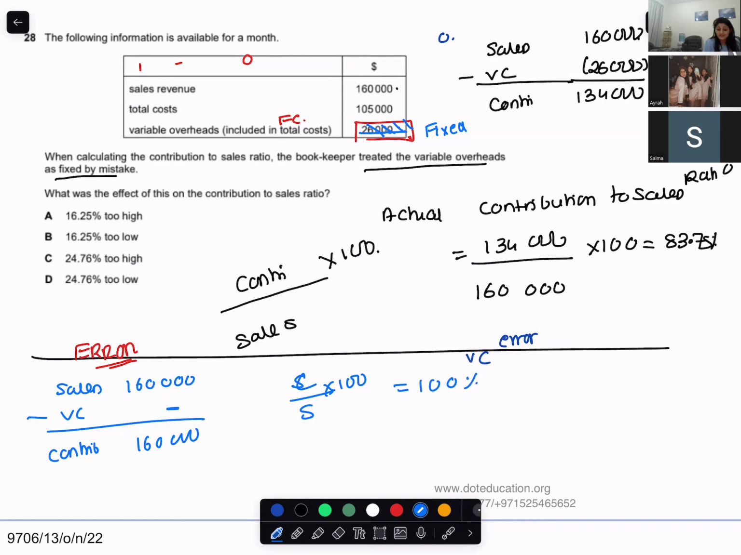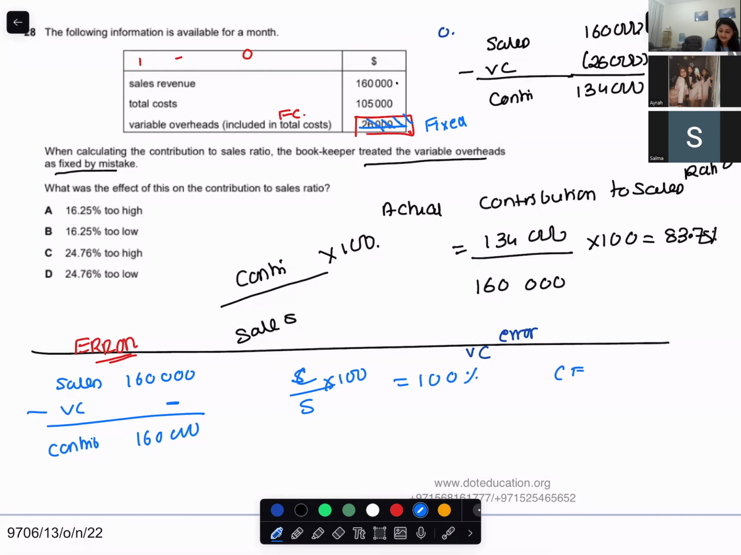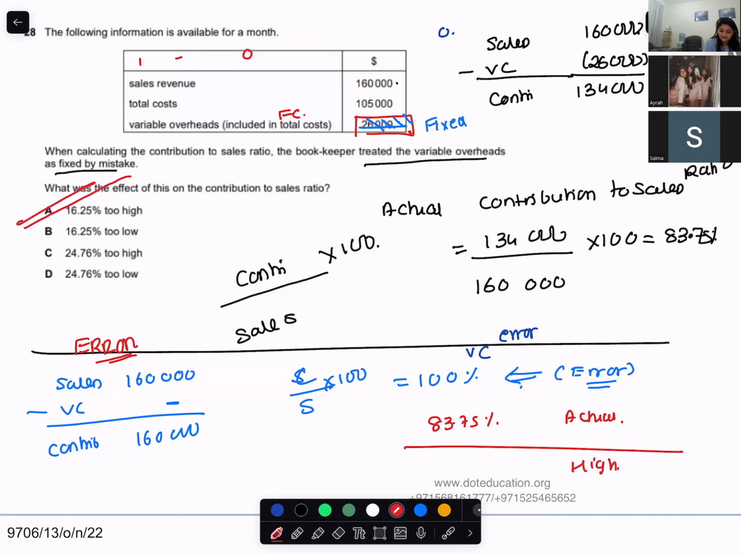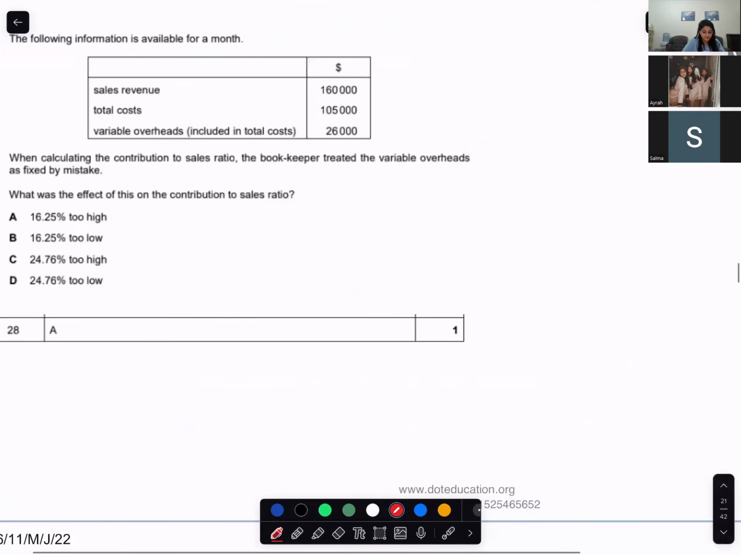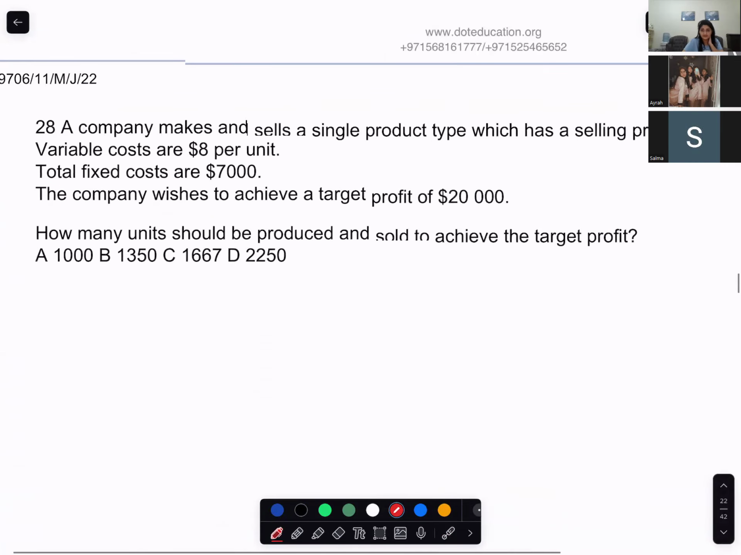So what is the effect of this error? The effect of this error is that in error, your contribution to sales ratio is 100%. But the actual contribution to sales ratio is 83.75%. So your contribution to sales ratio is high by 16.25%. Are you with me? Yeah. Can we move ahead? Yeah. Come on, go read.